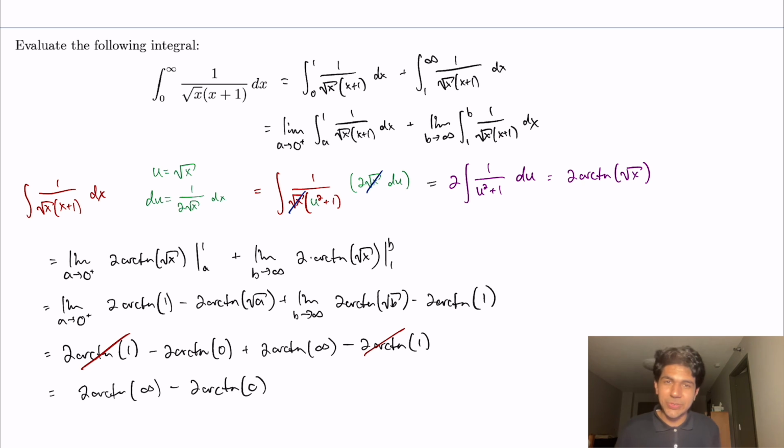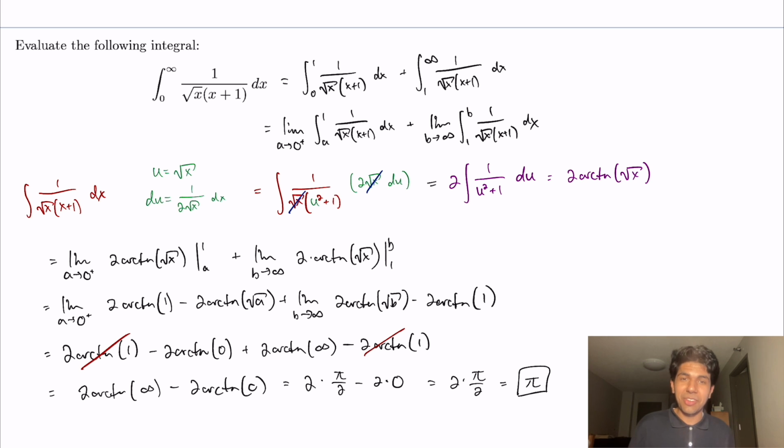Both of these we've seen multiple times throughout this video. So this will be 2 times arctangent of infinity, which is pi over 2. And arctangent of 0 is 0. So we're left with 2 times pi over 2, which is equal to pi. And there we go. That's our solution.